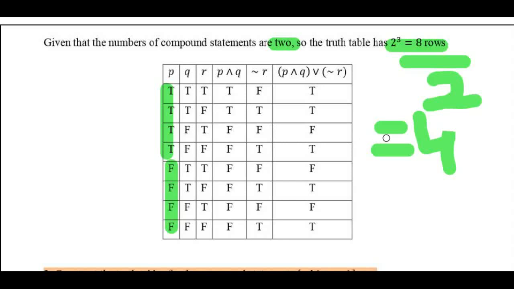Coming to Q statement, again divided by 2. What is 4 by 2? You get 2. So for the first two statements you can write true, and the remaining 2 you can write false. Like that you can write the remaining values.